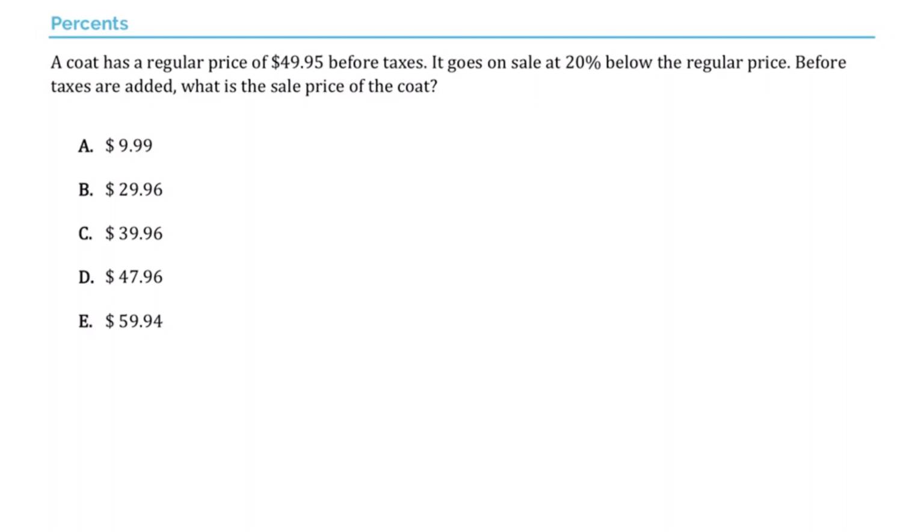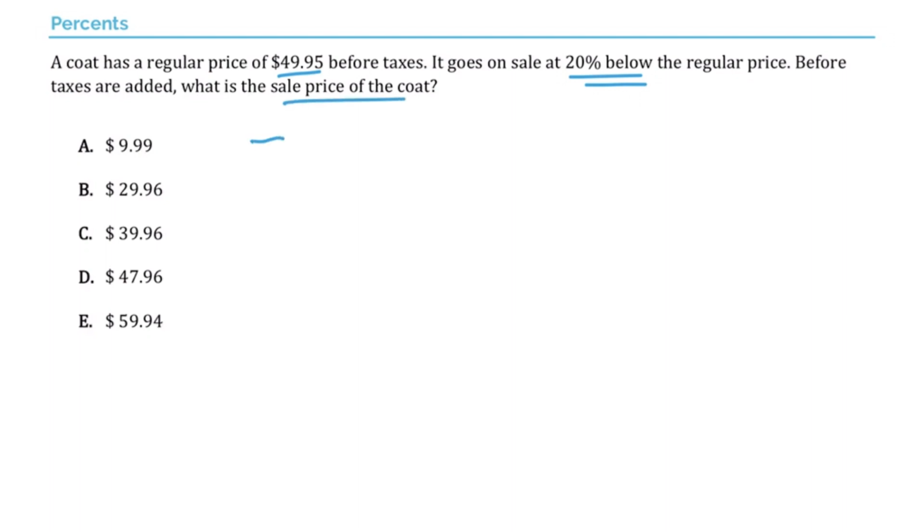It says for percents, a coat has a regular price of $49.95 before taxes. It goes on sale at 20% off, 20% below the regular price. Before taxes are added, what is the sale price of the coat?